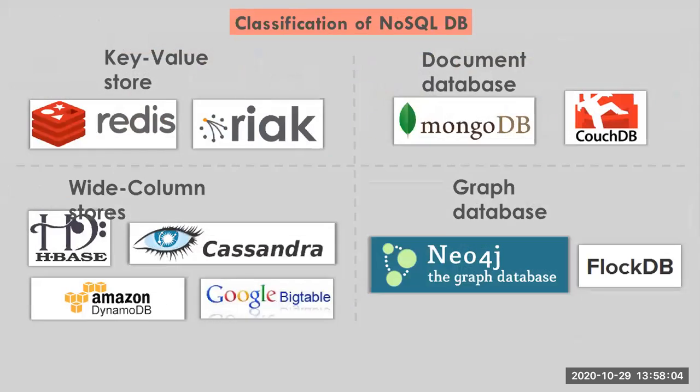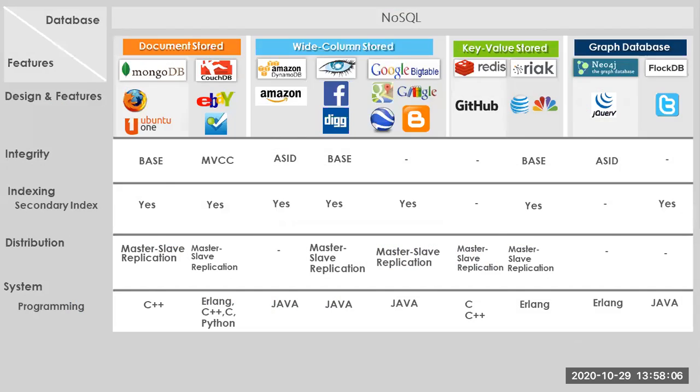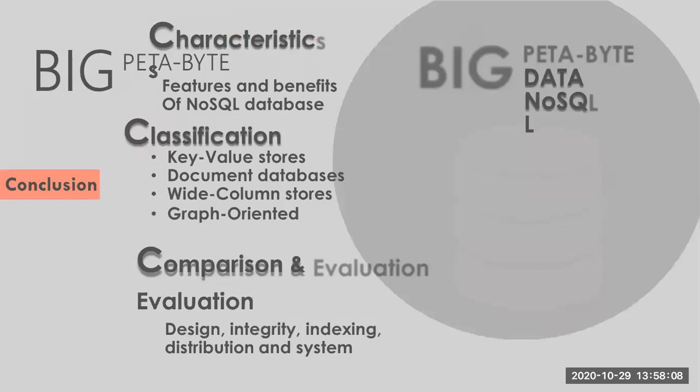Design, integrity, distribution and system. That is, you can say, the comparison point or conclusion point with respect to NoSQL. This is something like a review point with respect to NoSQL databases and data modeling.